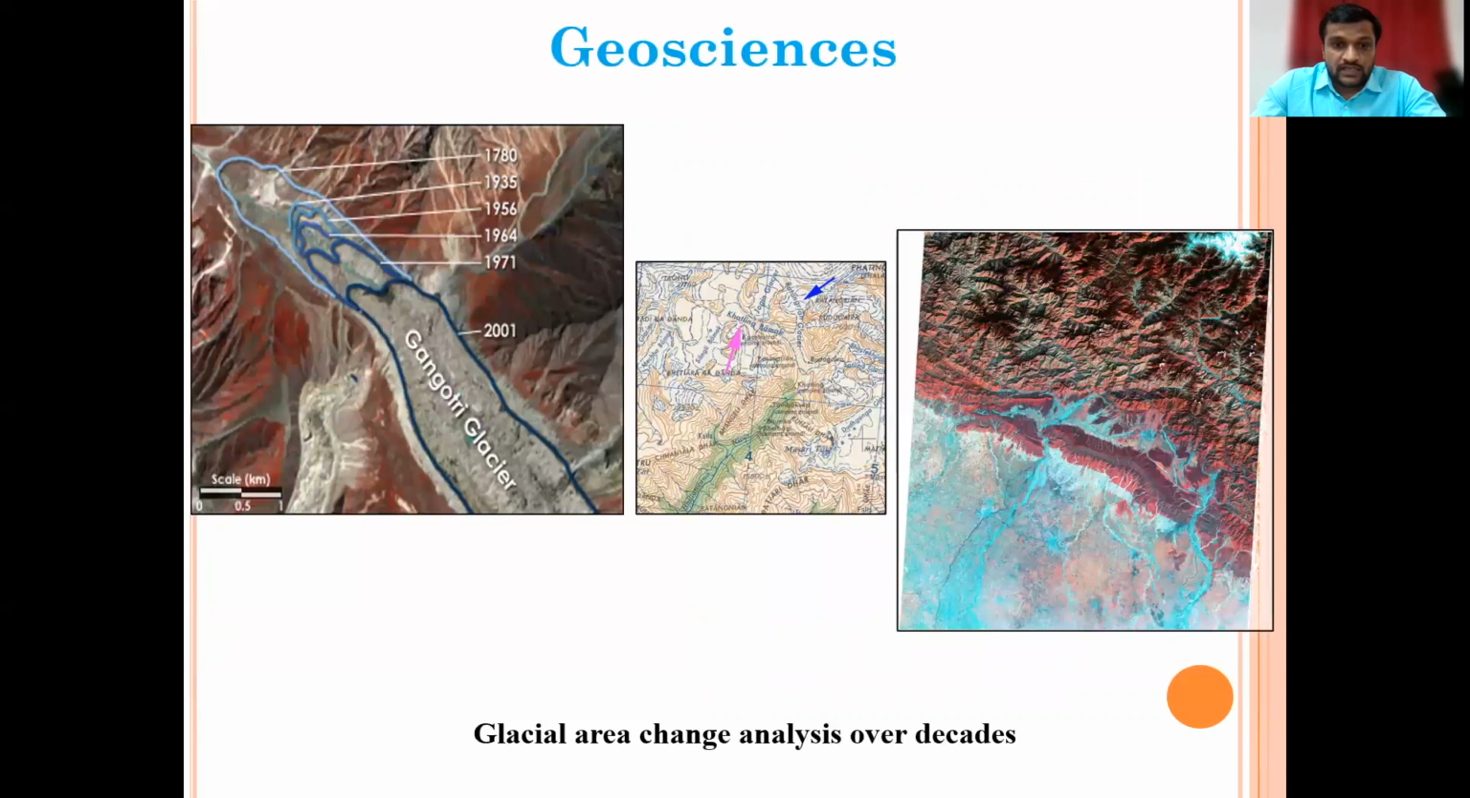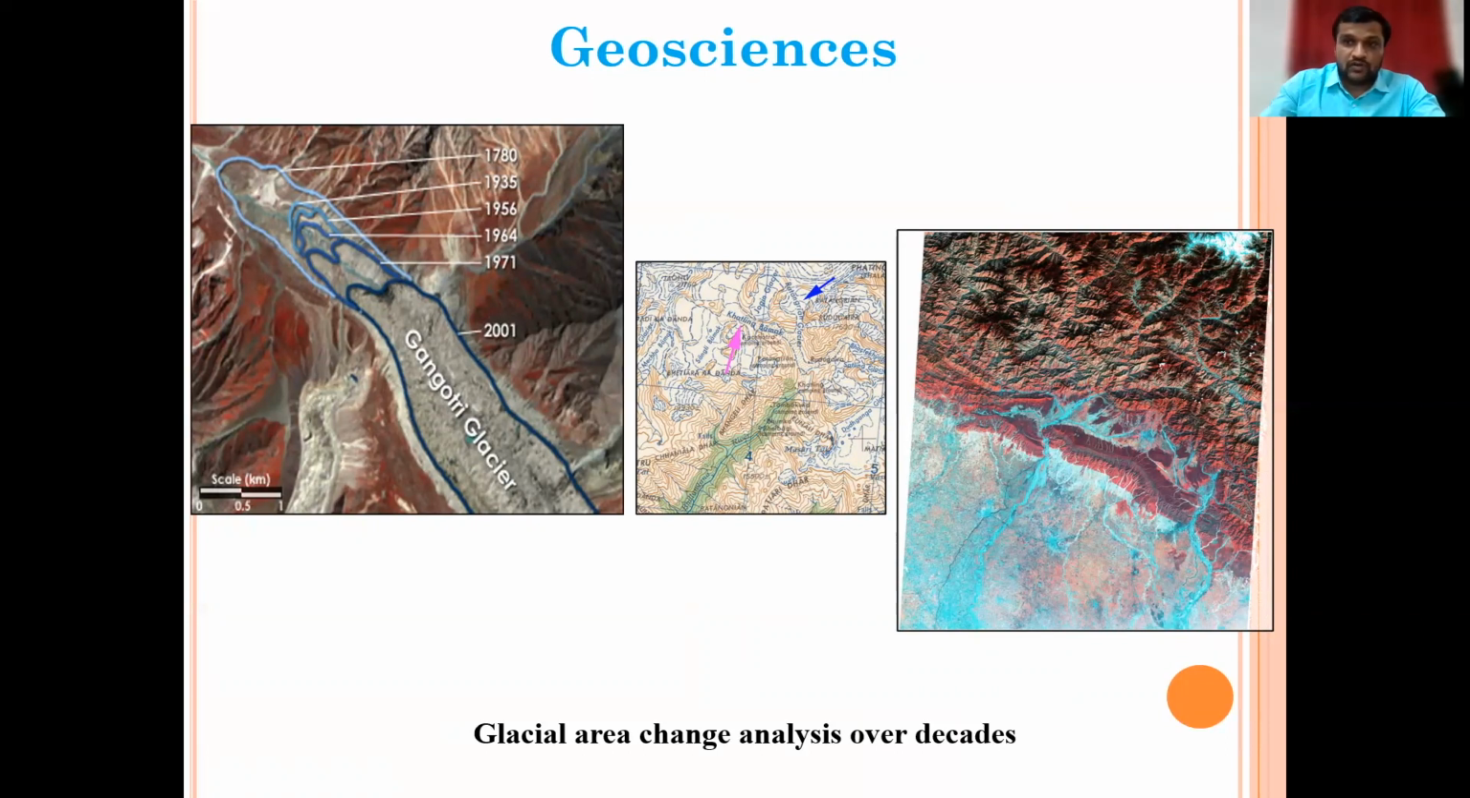Geosciences. In the application of remote sensing and GIS in geosciences, we can monitor the changes in glacial areas. We can easily analyze the change in the snout position of glaciers. You see in this image the change in the snout position of the Gangotri Glacier at different time intervals, from 1971 to 1980, then 2001. By using multi-temporal images and datasets, we can easily monitor the ongoing changes over the glacier.